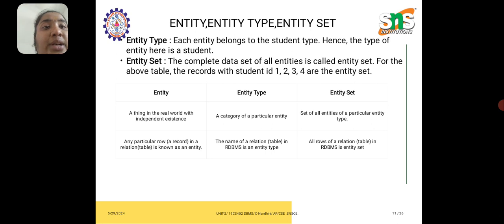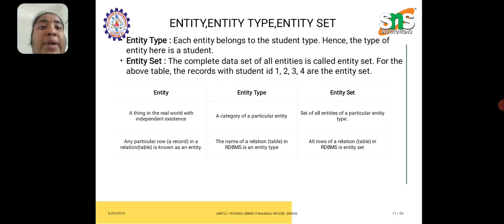What is an entity type? Each entity belongs to the student type, hence the type of entity here is student. Entity set: the complete set of all entities is called the entity set. For the above table, the records with student IDs 1, 2, 3, 4 are the entity set. We can see the difference between entity type and entity set. Something in the real world with independent existence is known as an entity. A category of a particular entity is known as an entity type, and a set of all entities of a particular entity type is known as an entity set.